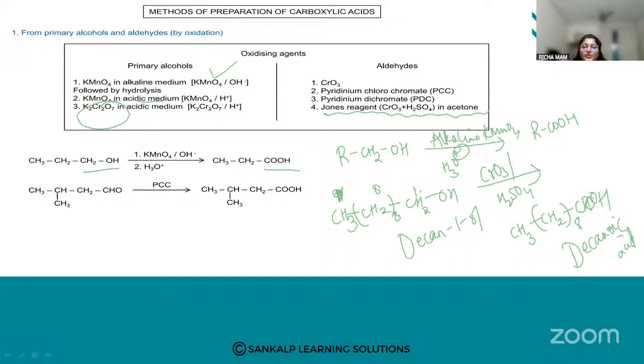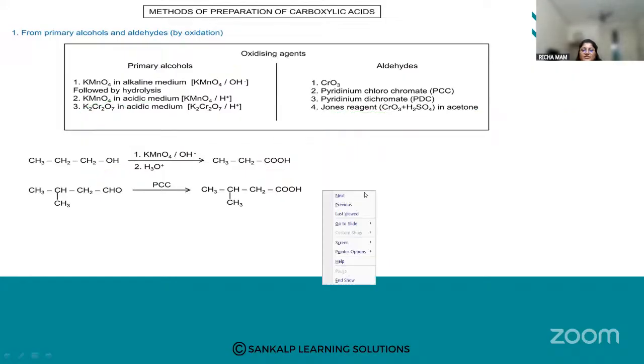So like this, we are going to do the oxidation. Primary alcohols and aldehydes. So primary alcohols are oxidized to carboxylic acid. You can use the following reagents. Alcohols are converted to carboxylic acid.